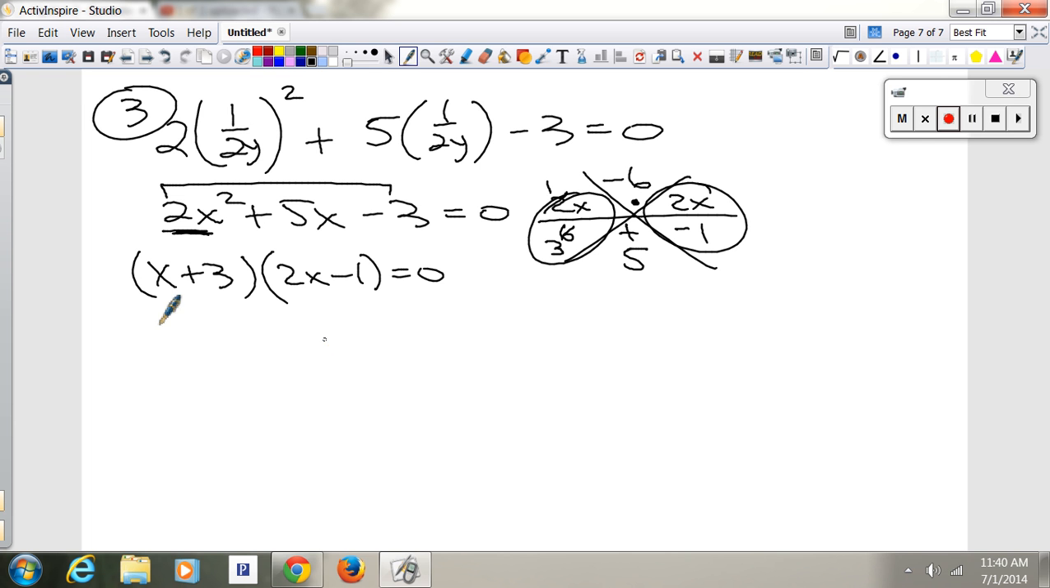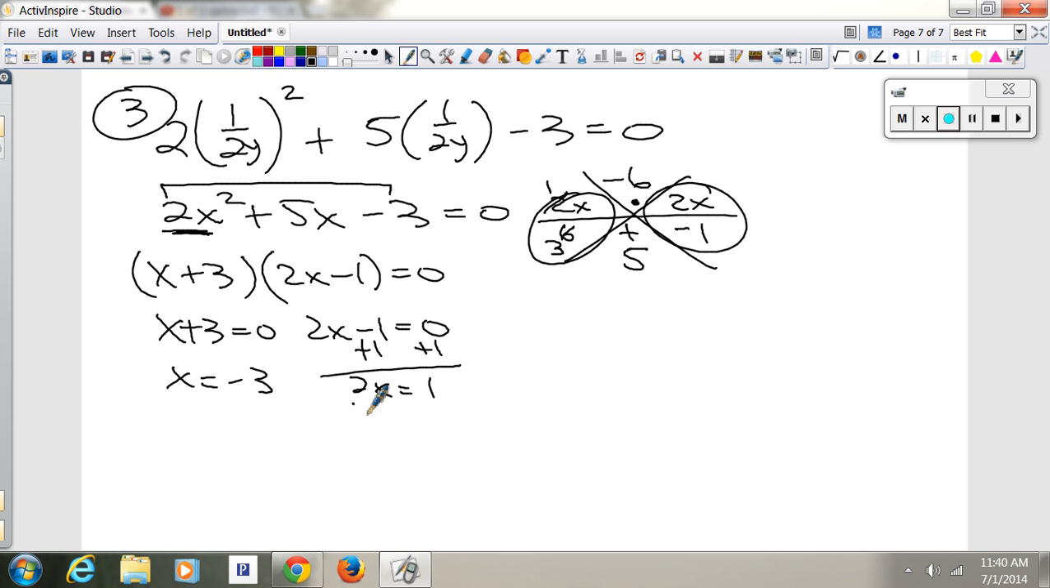Now you can set them each equal to 0. When you solve the first one, you're going to get negative 3. Here, if you add 1 to both sides and divide by 2, you're going to get a half.